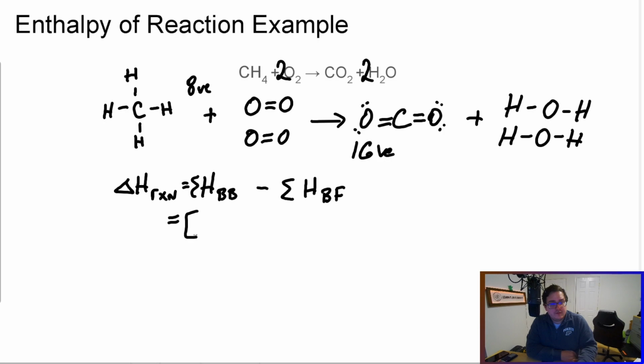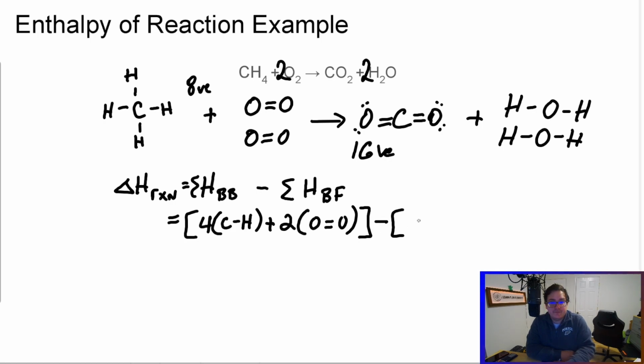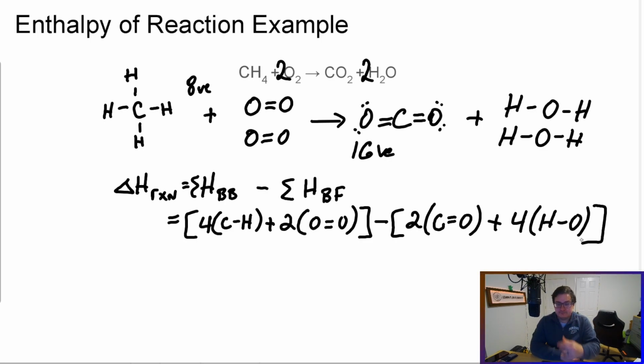So what do we have? For bonds broken, we have 4 CH bonds plus 2 oxygen double bonds. Let's go with me so far. Minus 2 carbon oxygen double bonds and 4 hydrogen and oxygen single bonds. Looking all right. Let's now plug and chug some of our numbers in.